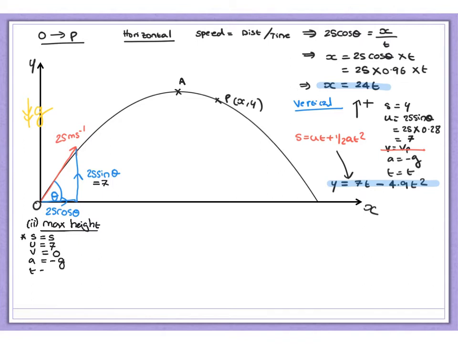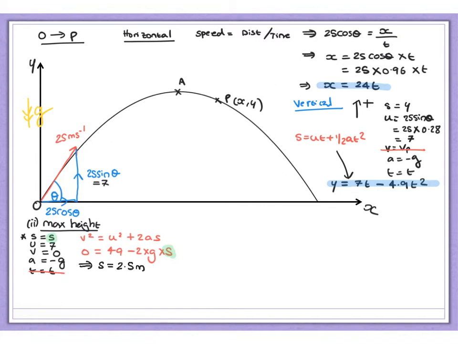A is negative g and t is t. So from here, I can rule out the time because that's not actually what I want to work out. And then I can use v squared equals u squared plus 2as to work out my value of s. Please be careful here. The s does look a little bit like a 5, but it is an s. So rearranging this equation gives me my maximum height, which is equal to 2.5 meters.